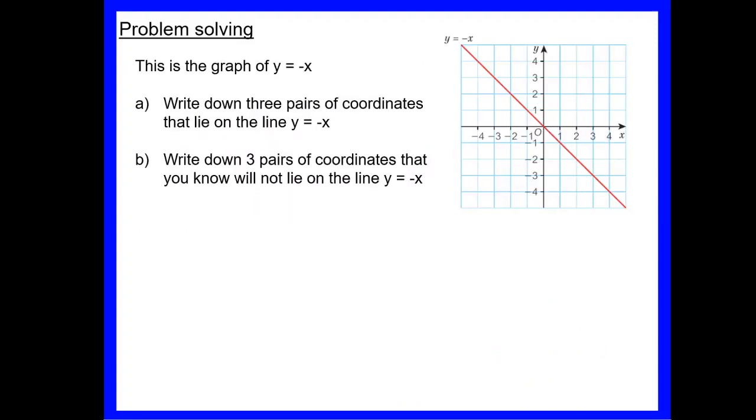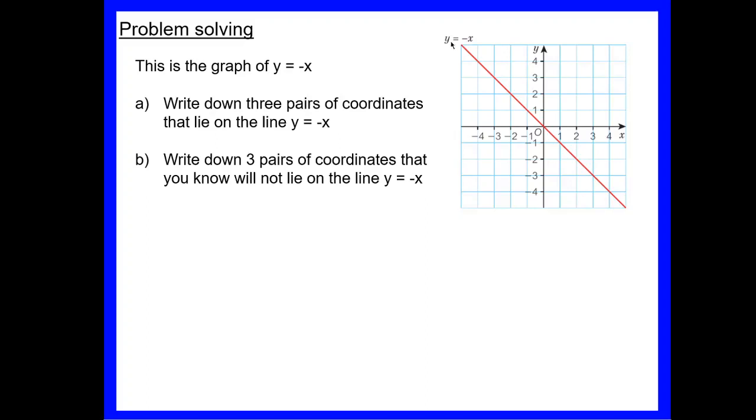Okay, so we're going to have a look at some problem solving now. This time we've been given the graph of y equals -x. So hopefully we notice then that our diagonal line is still going through (0, 0), but it's going in the opposite direction. We've just had one going upwards from left to right, and we've now got what we call a negative line, and it's going down from left to right.